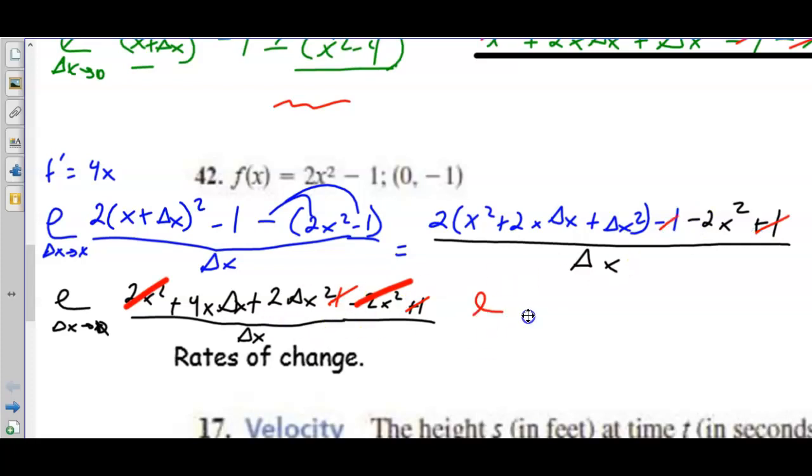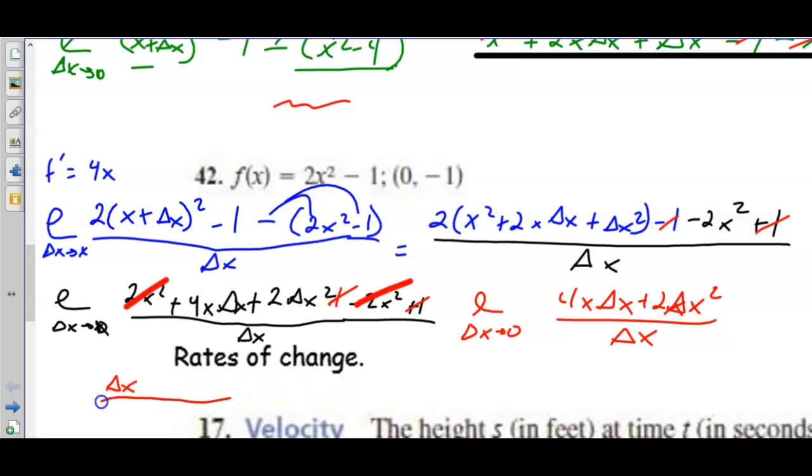So I'm left with the limit as delta x goes to 0 of 4x delta x plus 2 delta x squared, like that. And now I'm going to factor out a delta x. And that is 4x plus 2 delta x, right? Because delta x times delta x is delta x squared.